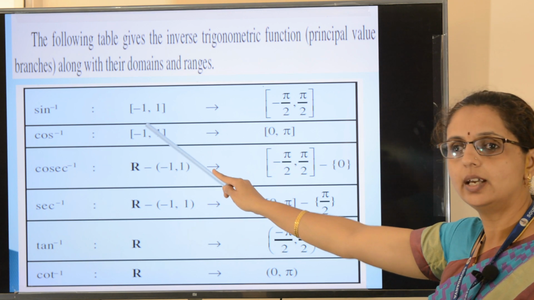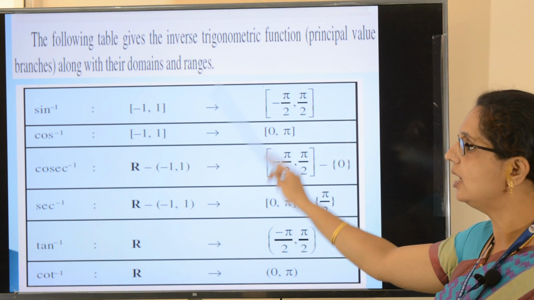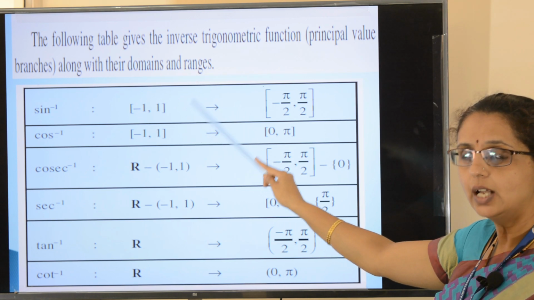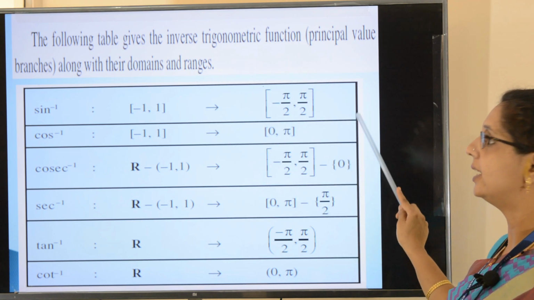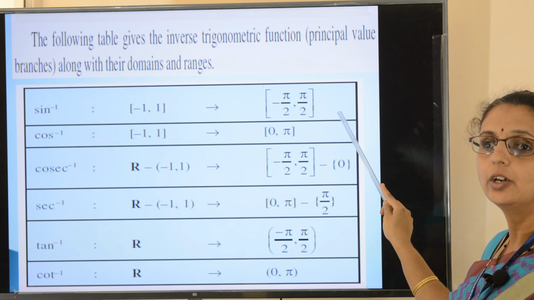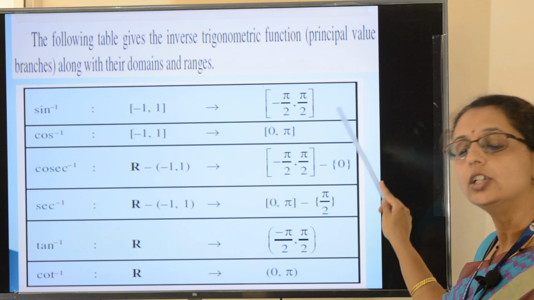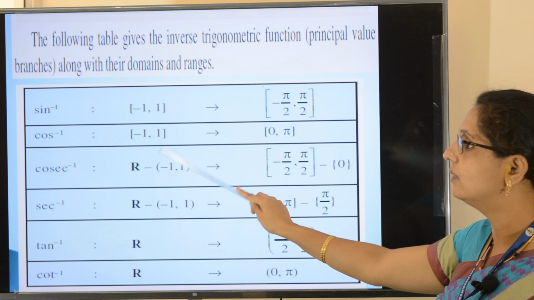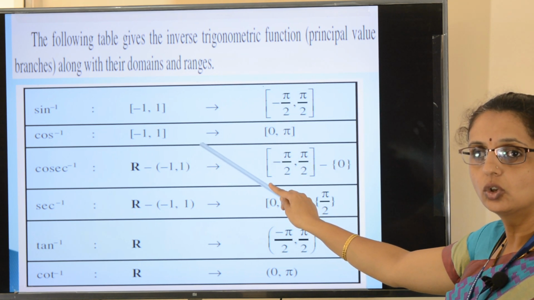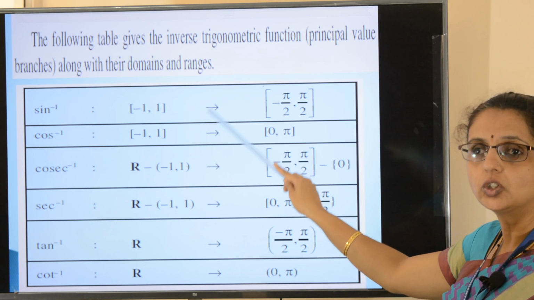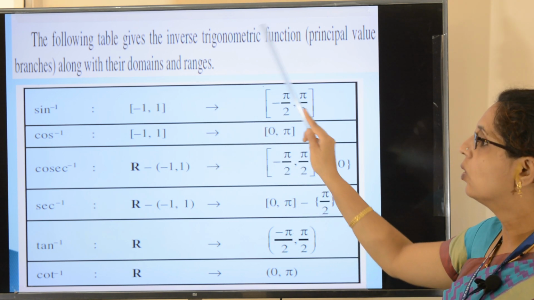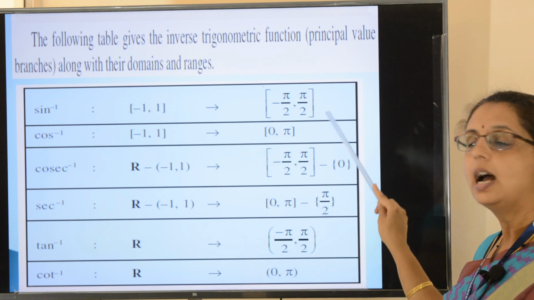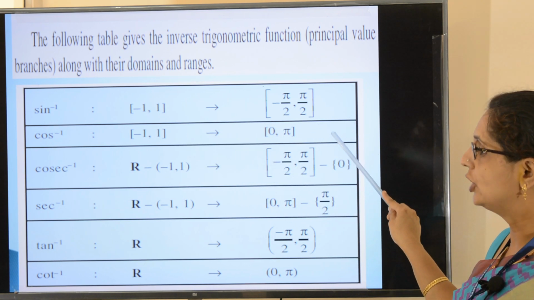So sine inverse x, which I have told you in detail, its domain is the closed interval -1 to +1, and its range is -pi by 2 to +pi by 2. Range is also called what? Principal value branch. What about cos inverse? This is the definition also. How to define cos inverse? Cos inverse is a function whose domain is the closed interval -1 to +1 and its range is the closed interval 0 to pi.